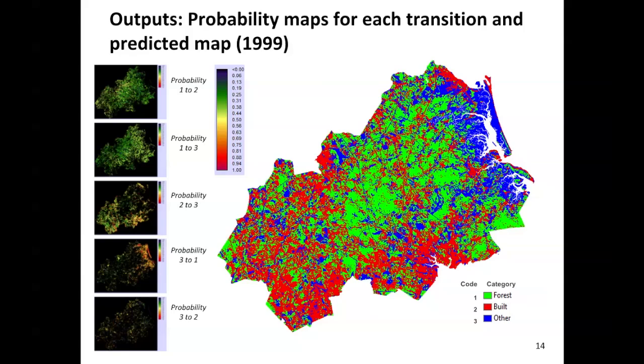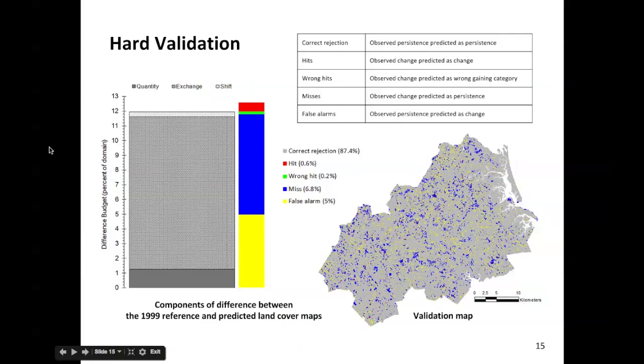We can see here the predicted 1999 land cover map for our study area using the model built in Dinamica with elevation, distance to built, and land cover categories in 1971 as predictor variables. The row of maps on the left show the probability maps for each transition produced by the weights of evidence method in Dinamica. We conducted the validation of the hard classified map through the cross-tabulation between the reference 1985 and 99 maps and the predicted 1999 map.